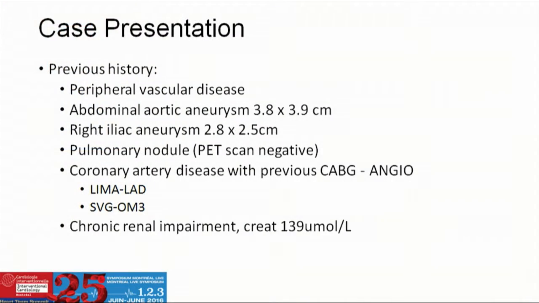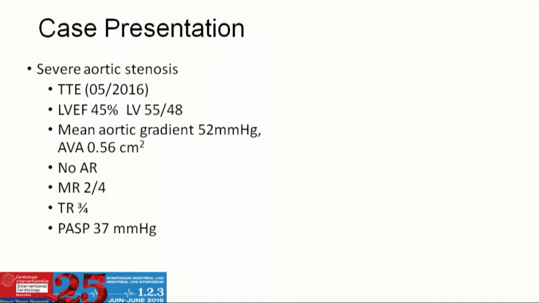Just one further note, he does have chronic renal impairment and has a creatinine of 139. On his transthoracic echo, he has an ejection fraction of 45%, a mean aortic gradient of 52 with an aortic valve area of 0.56. No significant aortic regurgitation. He does have 2+ MR and 3+ TR, and his pulmonary artery pressure was 37 by echo.